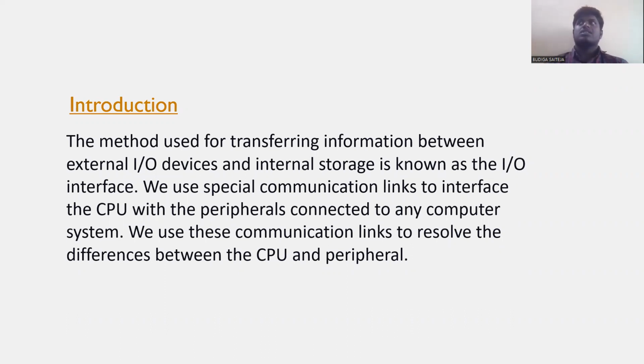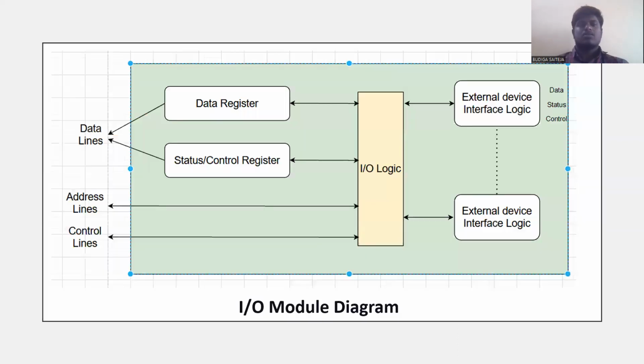Peripheral devices are the devices that are external to the CPU's internal processing. We can see this through a small diagram. In this, we can see the input-output module diagram.